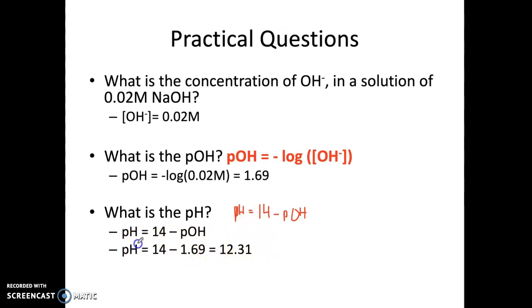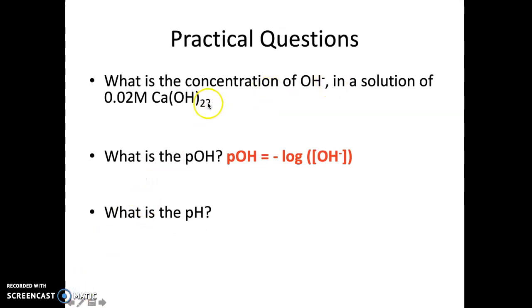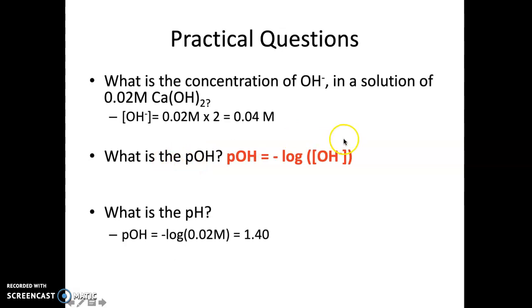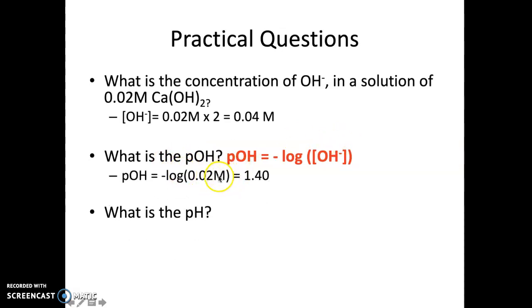Is that an acid or a base? If my pH is 12.31, is that an acid or a base? That's a base, right? So what's the only difference if I have the same thing here? The concentration of OH minus here, since I have OH2, I just, like before, double it. So I get 0.04 molar. What's the pOH? Negative log of 0.04 gives me 1.4. But remember, if I want the pH, it's just 14 minus pOH. So 14 minus 1.4 gives me 12.6.